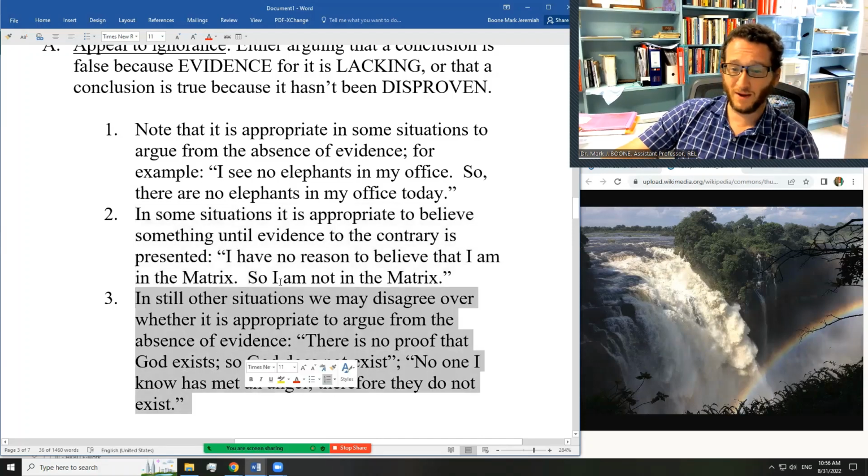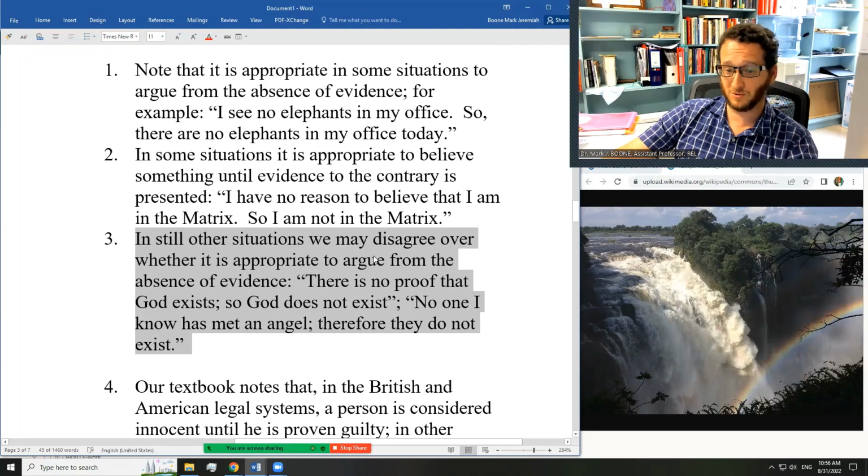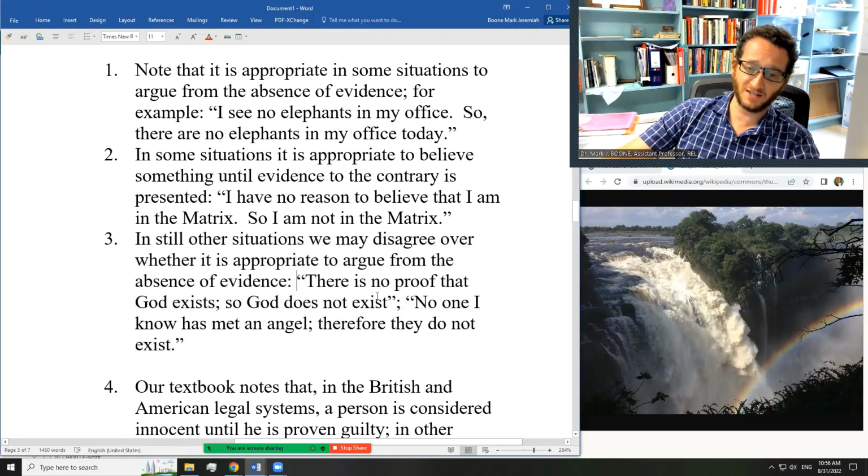In some situations, we might disagree over whether it's appropriate to argue from the absence of evidence. There is no proof that God exists, so God does not exist, and no one I know has ever met an angel, therefore they don't exist. There are people of different positions on, well, maybe not the angel one, but actually probably that one as well. But there's no proof that God exists, so God does not exist.